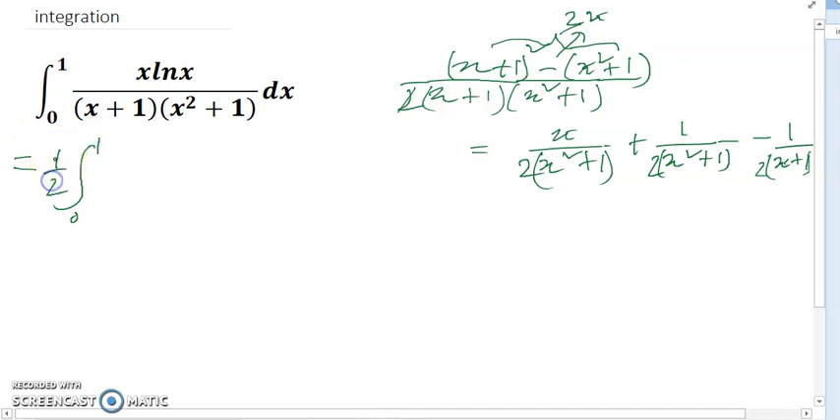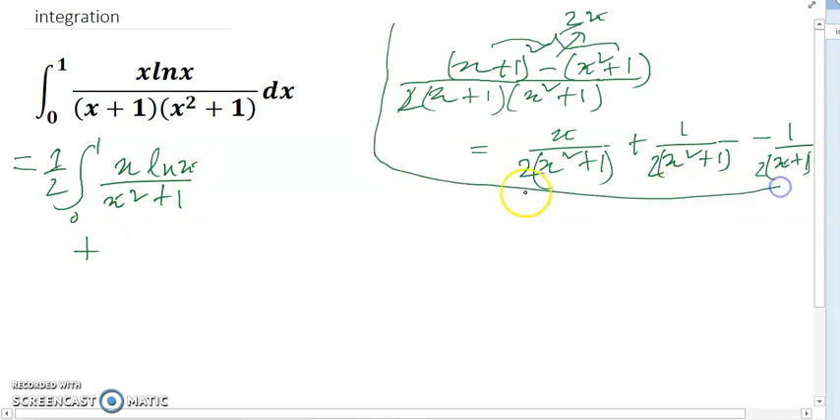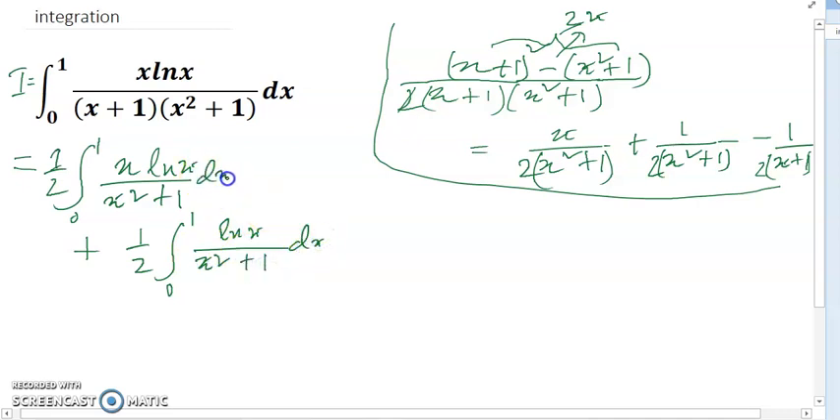So 0 to 1, half, x into ln x divided by x square plus 1, plus, okay, I just mark it, this way I can write: half into 0 to 1 ln x divided by x square plus 1 dx, and half into 0 to 1 dx divided by x plus 1, and ln x is multiplied. Okay, ln x into x plus 1.